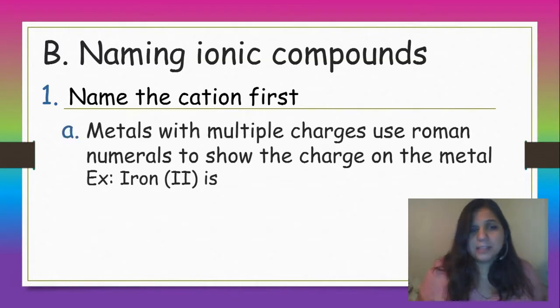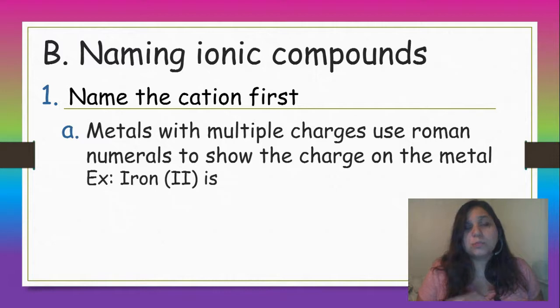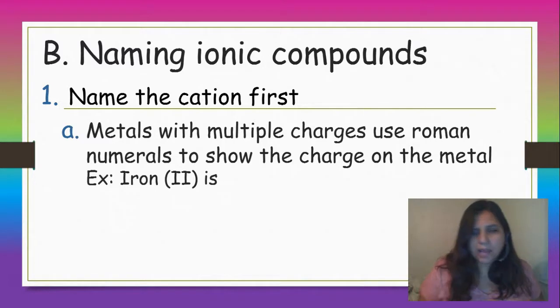However, if it is a transition metal, that's one of the metals that have multiple charges, we're going to use a Roman numeral to show what charge that metal is. For example, iron comes in iron 2 and iron 3. So if we have iron with Roman numeral 2, that means we're referring to iron 2+.